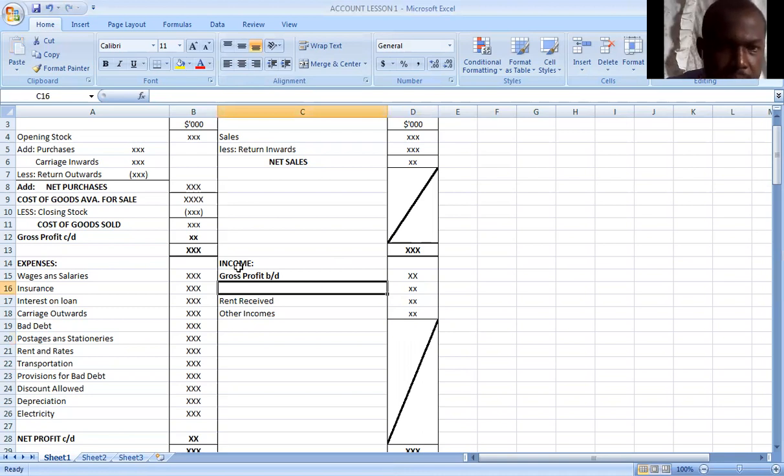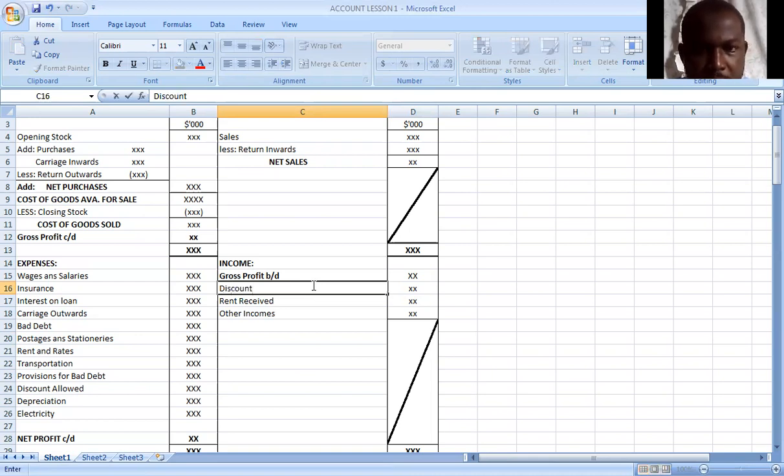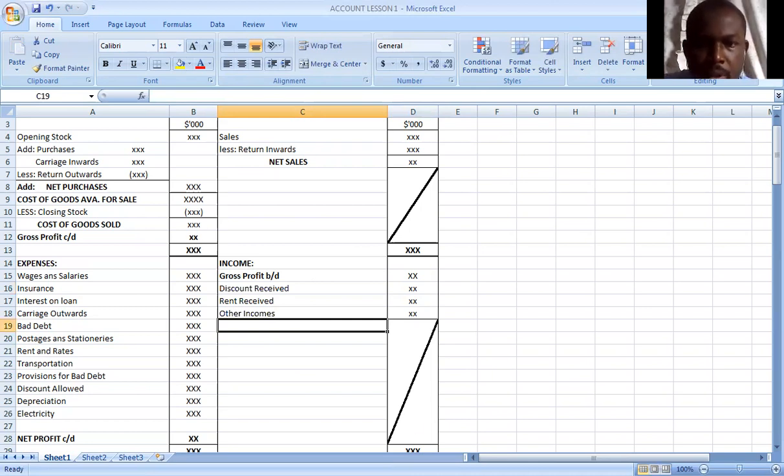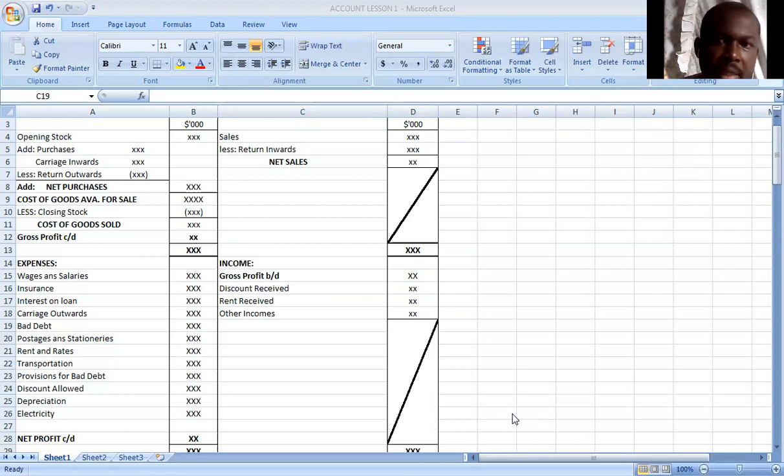After a business is done with the trading, there are some expenses that might be incurred and some income that might be received. Are we following? Now, expenses are always debited to the profit or loss account, and income accounts are always credited.